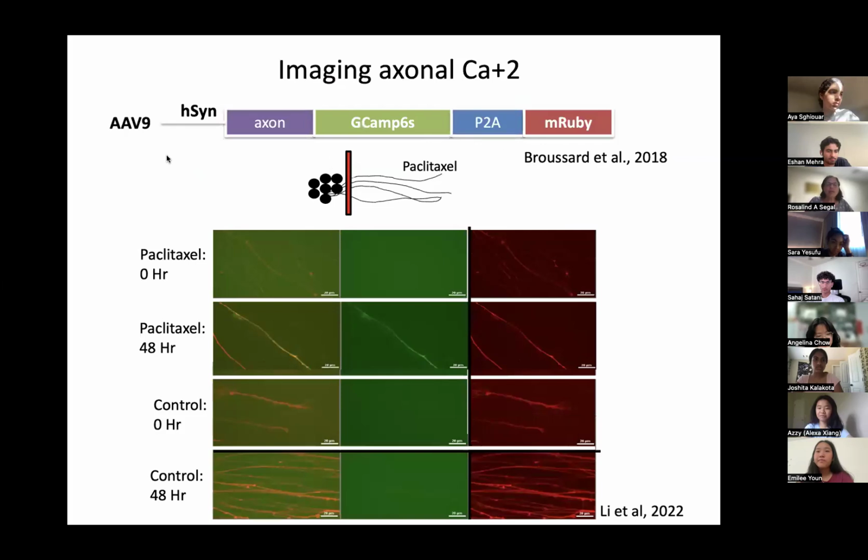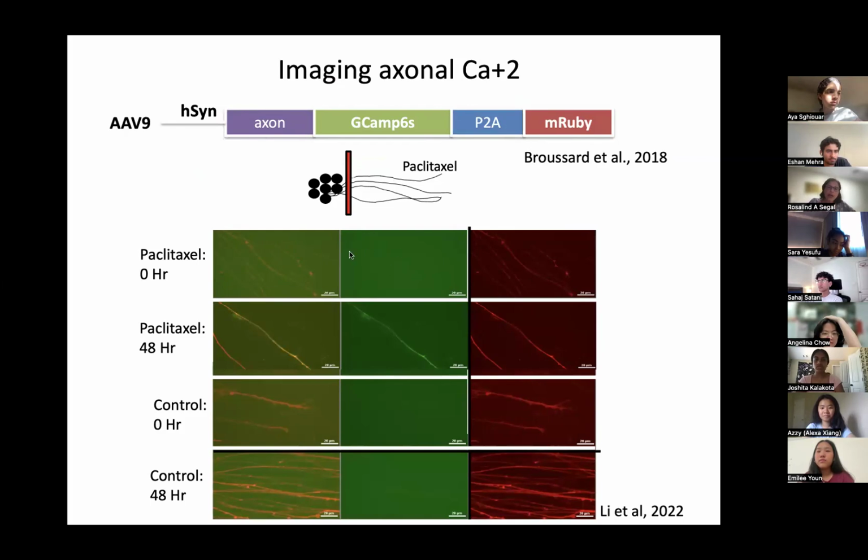And so here we put in a genetically encoded calcium sensor, and we added something so it would go directly to the axon rather than staying in the cell body. And we also put in another protein so we could look at the same time as we were looking at the calcium, look at the axons overall.